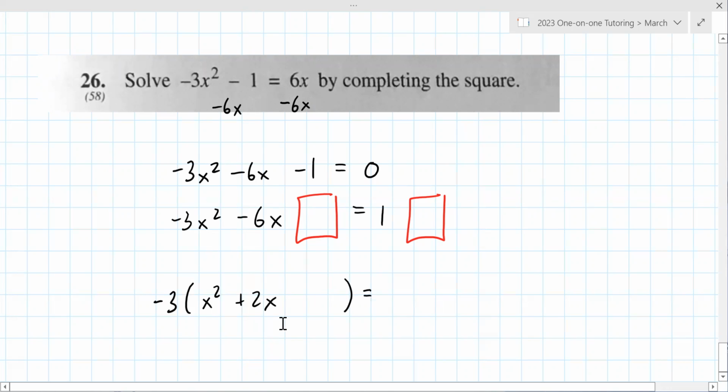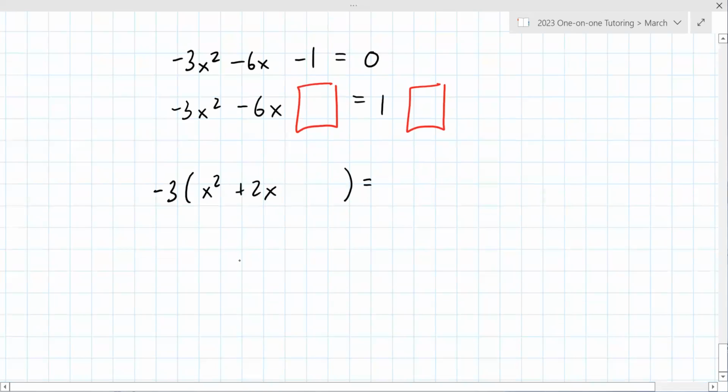Okay. So the next step here is to figure out, well, what goes down here in parentheses. It's half of this number. It's x plus 1 squared. And then what goes back here is the square of 1. And then what goes back in this red box is when you multiply n by -3.